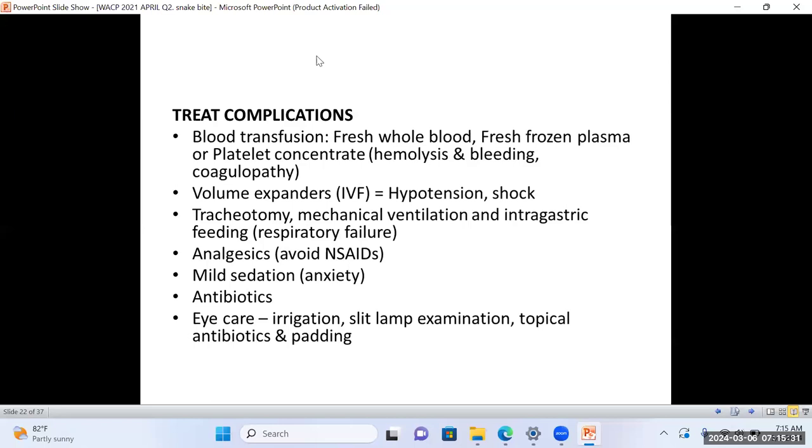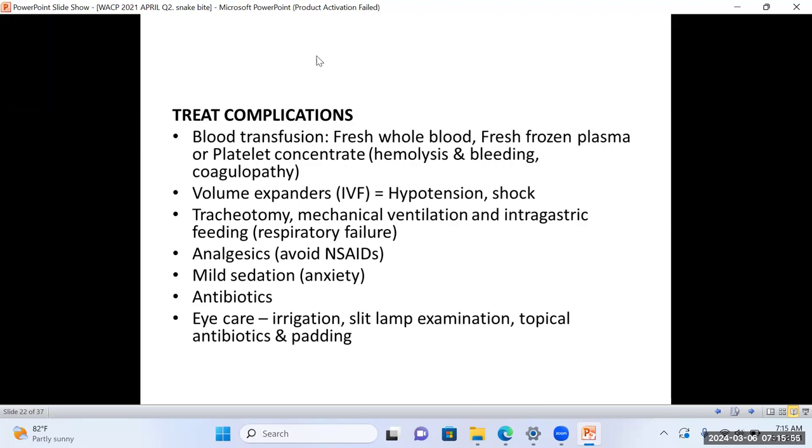Now, other supportive care will include blood transfusion, especially in those who have evidence of coagulopathy. They may benefit from fresh frozen plasma, platelet concentrate, as the case may be, especially in the setting of DIC. Volume expanders to control hypotension and to treat shock. Patient may also benefit from inotropes. Then tracheostomy may be beneficial if there's respiratory compromise. Mechanical ventilation may also be beneficial.